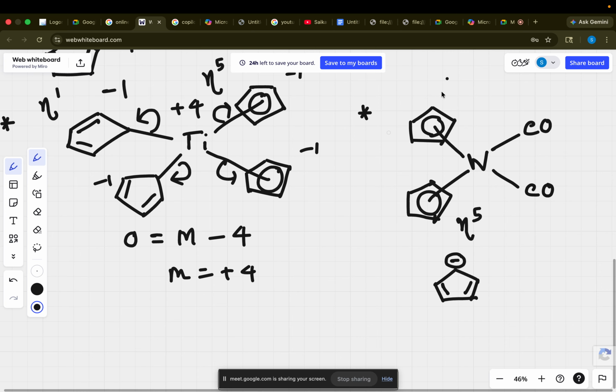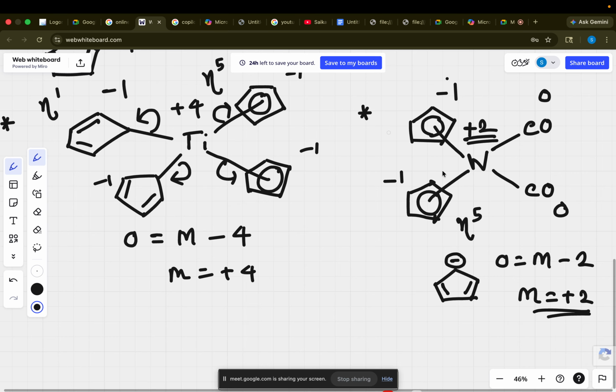So same thing. Minus 1 for this ring, minus 1 for this ring. CO is a neutral ligand, so it will be 0. So basically 0 is equal to metal minus 2. So M is equal to what? M is equal to plus 2. So here the oxidation state of tungsten will be plus 2. Is it clear? Clear? Yes, sir.